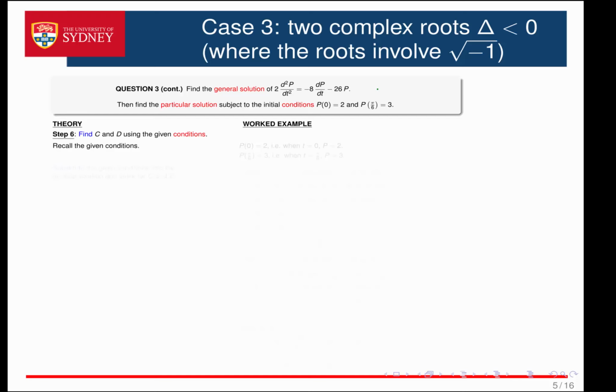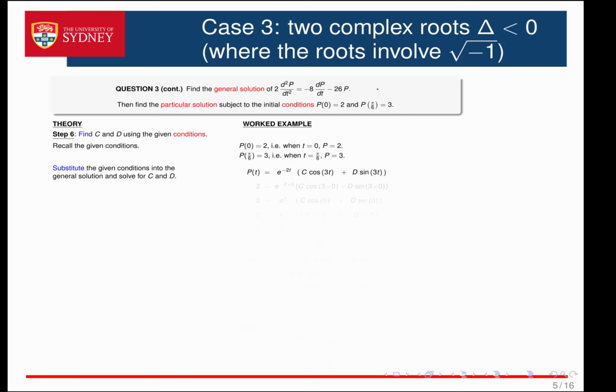Let's first interpret the conditions. The first condition is p of 0 is equal to 2. This means that when t is equal to 0, p is equal to 2. The second condition is p of pi on 6 is equal to 3. This means that when t is equal to pi on 6, p is equal to 3. Let us now substitute these conditions into the general solution to obtain equations for c and d.